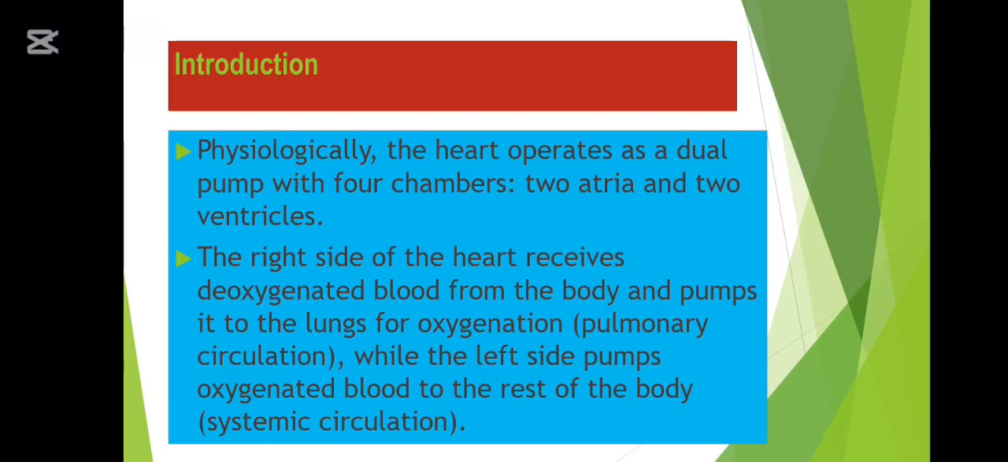So with that said, the right side of the heart receives the deoxygenated blood from the body and pumps it to the lungs for oxygenation. We are going to call it pulmonary circulation. While the left side pumps oxygenated blood to the rest of the body, and that we are going to call systemic circulation.